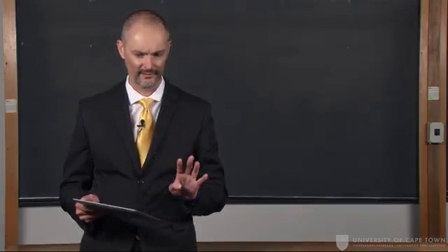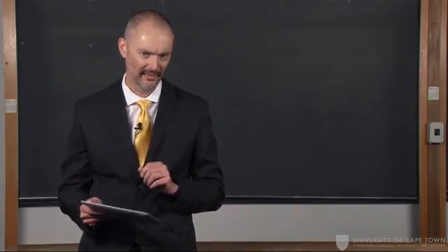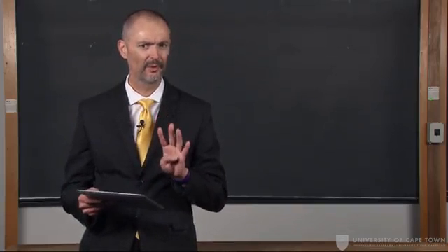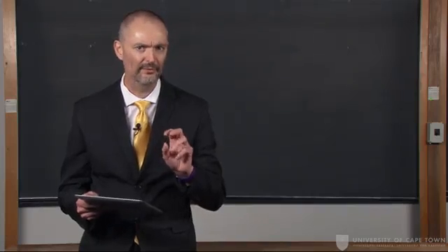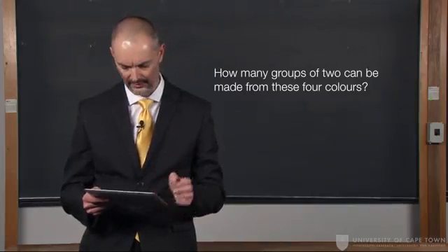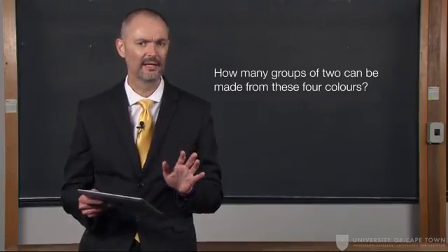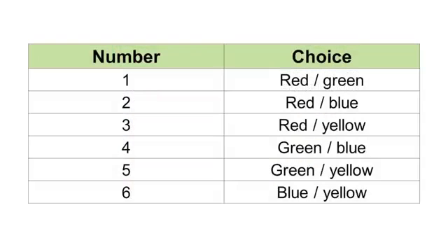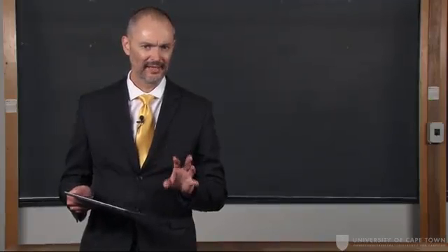Let's have 4 colors. We're going to have red, green, blue, and yellow. And we're just going to say from those 4, let's make groups of 2. How many groups of 2 can you make? Well, it's quite easy. There's 6 combinations that we can make. It's really going to be the red and the green, the red and the blue, the red and the yellow, the green and the blue, the green and the yellow, and the blue and the yellow. It's easy to do.